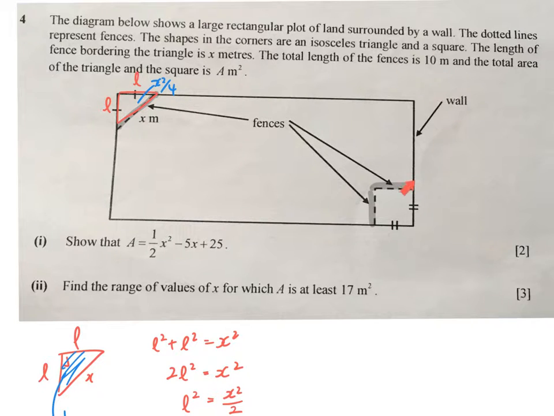Now what else? The information provided is that the total length of the fences is 10 meters. Meaning, if I add all the dotted line up, it's going to be 10. So what about this portion? You can easily see that this portion is 10 minus x, whatever is left here. And since both are squares, I'm going to divide by 2. So each side is going to be 10 minus x divided by 2. And the area of this square is none other than 10 minus x over 2 times 10 minus x over 2, which is a square.